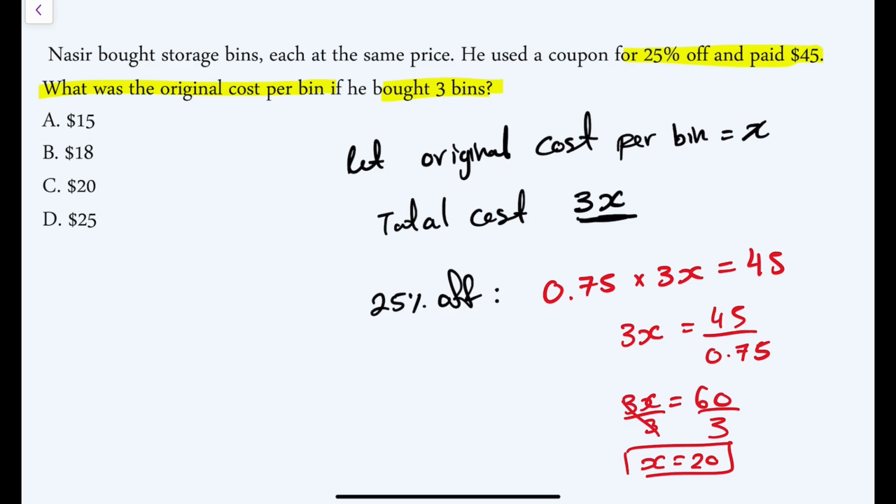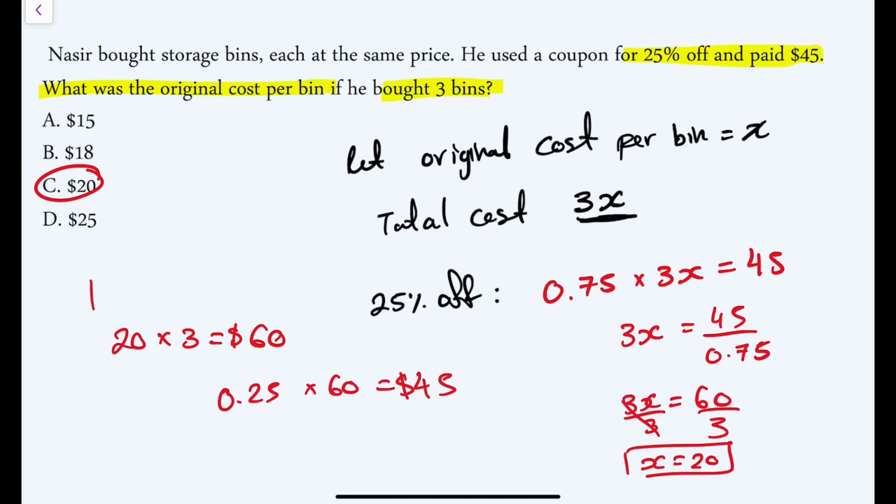What did we just solve for? That price per bin. So the original price per bin or cost per bin is $20. Then you buy 3 of them, so you pay $60. Okay? But you have a discount. So you do 25% off of 60 and that gives you $45 total. So this is working backwards to double check your work.